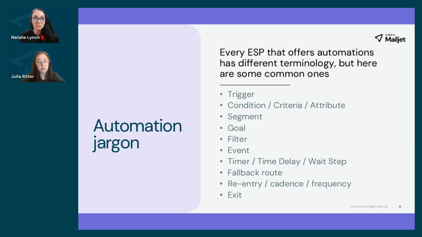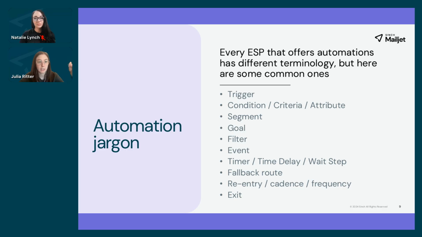Condition, criteria, attribute. These are like the main components of a lot of things that you use for email. So it could be contact attributes or properties. They can also be behavioral criteria, so if they recently opened an email, if they recently unsubscribed, things like that. You often use these components in triggers, in filters, in segments, which we'll get to next. So they're like the building blocks of these other elements that go into email and automations in general.